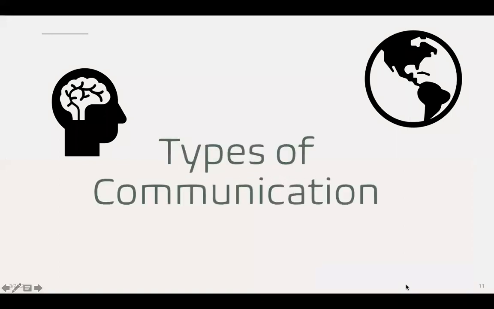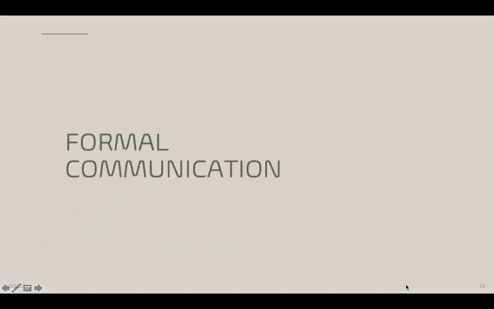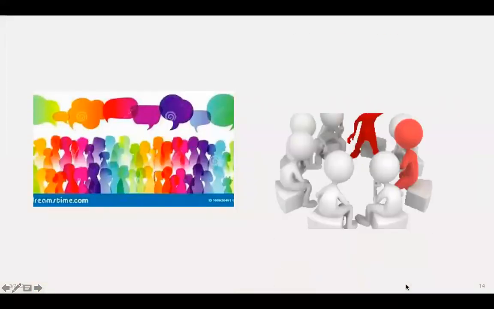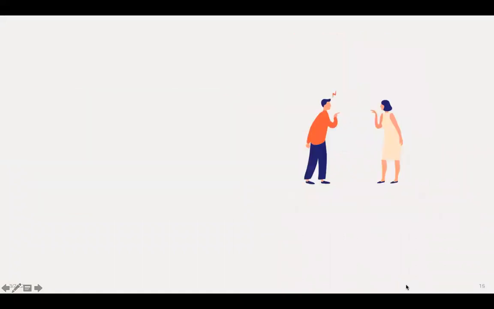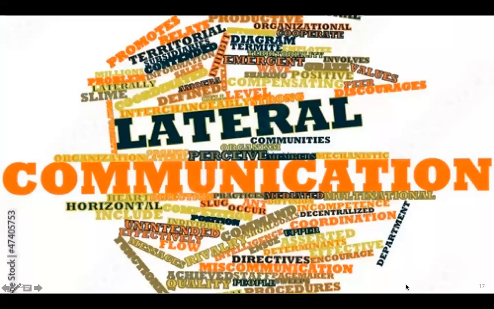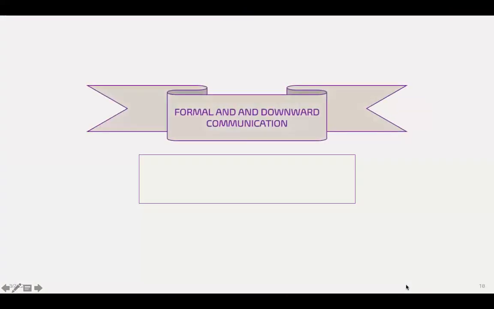Next, we have types of communication. We have formal communication, informal communication, communication between groups, interpersonal communication, upward and downward communication, and lateral communication. Downward communication is one of the formal methods of communication in many organizations.